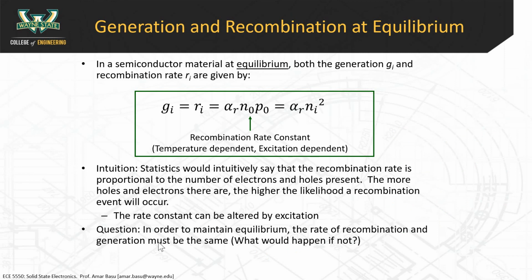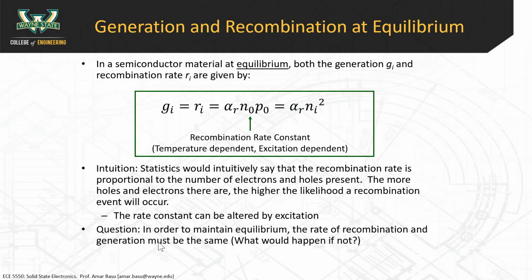All right. When we look at equilibrium, we'll talk about the definitions of equilibrium, steady state, and transient in one of the subsequent slides. At equilibrium, the processes are balanced. That means that the generation rate is equal to the recombination rate. When the semiconductor is at equilibrium, this has to be true.